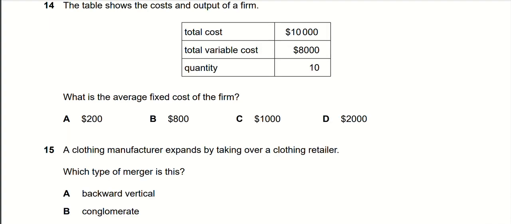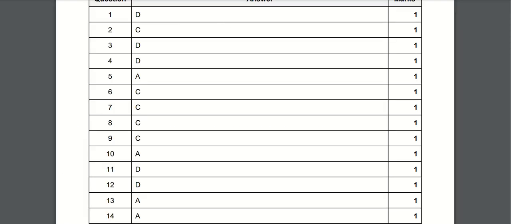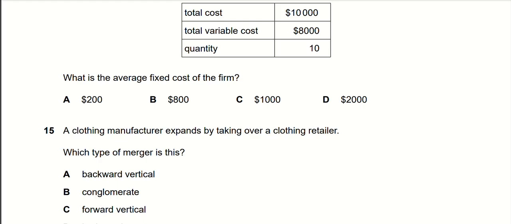Okay, number 14, the table shows the costs and output of a firm. What is the average fixed cost of the firm? Okay, as I mentioned earlier, average cost would be the total fixed cost plus the total variable cost, and then divide by the quantity. Again, it's just a simple calculation, and your answer would be A.